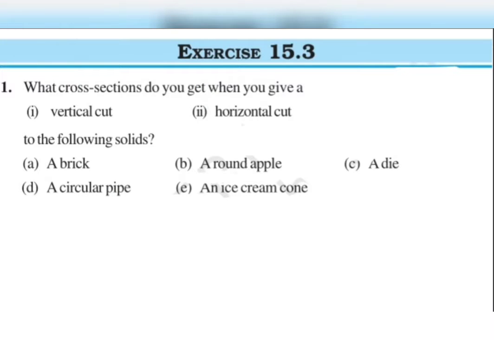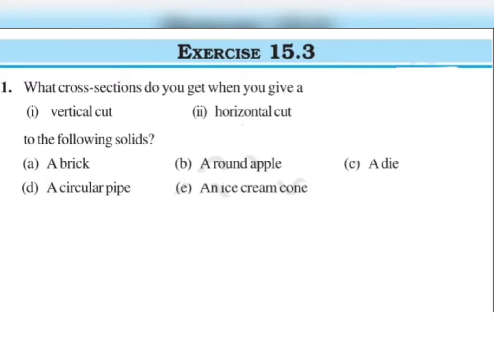Exercise 15.3, question number 1. What cross section do you get when you give a vertical cut and a horizontal cut to the following solids? A brick, a round apple, a die, a circular pipe and an ice cream cone.